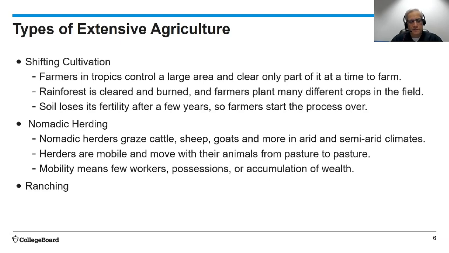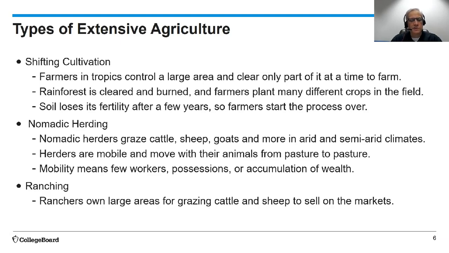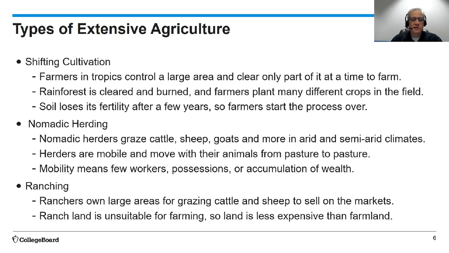And there's ranching. Ranchers own large areas of land for grazing cattle and sheep to sell on the markets. Ranch land is usually unsuitable for farming, so the land is less expensive than farmland.